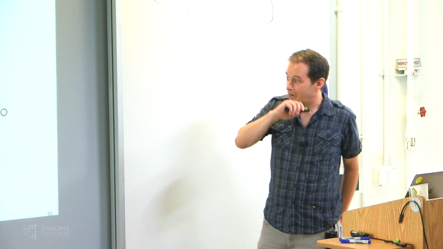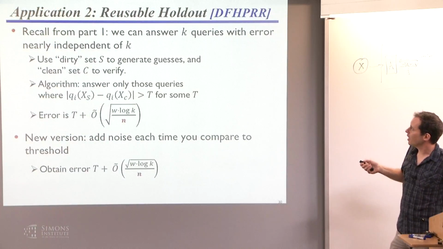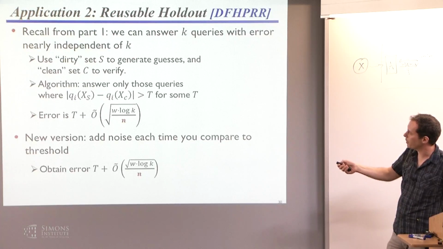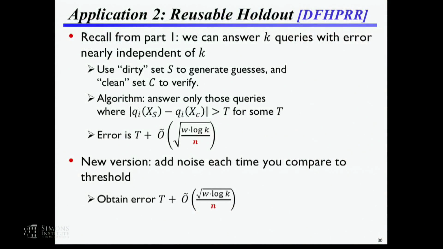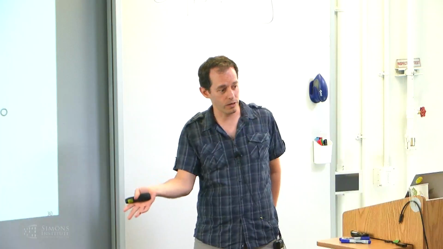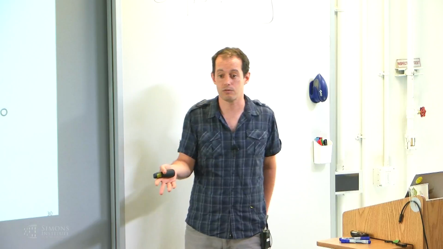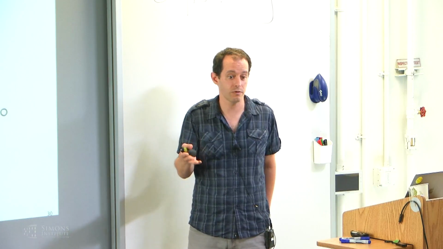All right. Just quickly, Aaron mentioned this reusable holdout idea. He said we could answer k queries with error nearly independent of k by using a dirty set to generate guesses and a clean holdout to verify them, and when appropriate, set them straight. There was this really elegant compression argument that says the cost I pay in accuracy scales only logarithmically with the total number of queries, and the polynomial cost only comes in the number of queries where my guesses are wrong. It's the wrong guesses that are surprising, that reveal information about the clean set.